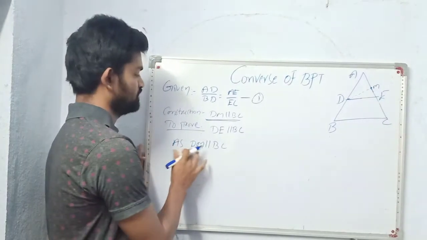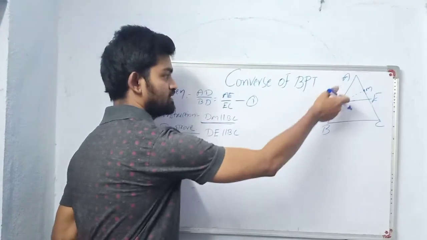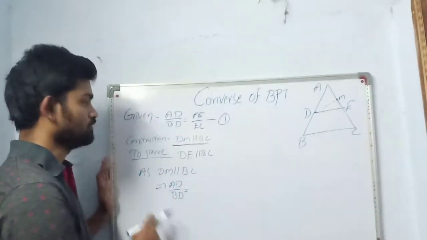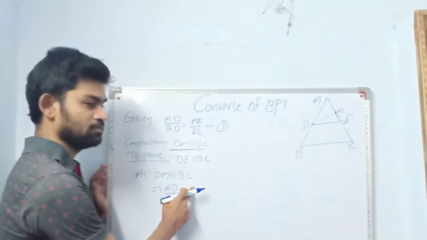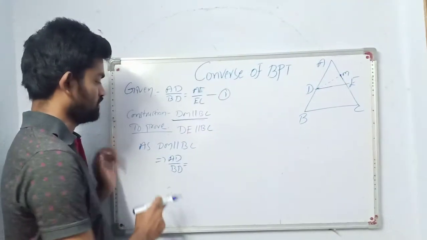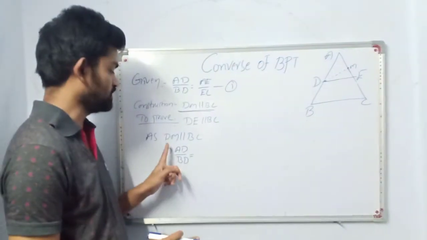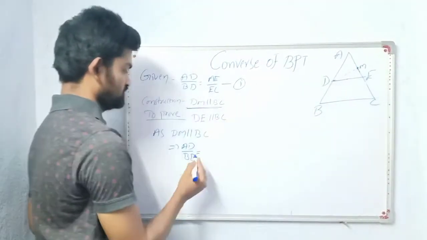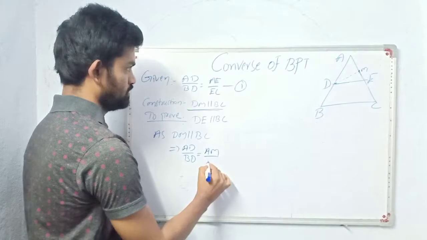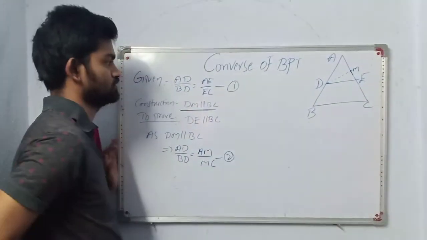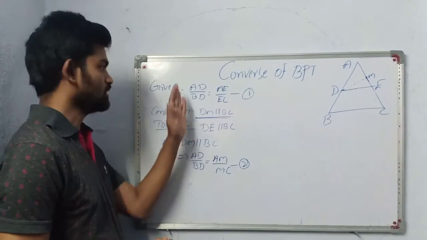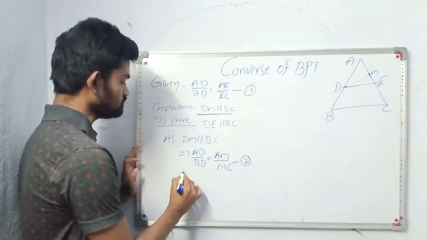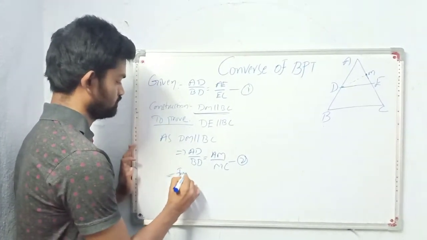What it becomes then: as DM is parallel to BC, by Thales theorem statement, AD by BD equals AM by MC. This I will take as equation 2. See equation 1 and equation 2. The LHS are equal. If the LHS are equal, the RHS is also equal. You can write from equation 1 and 2.